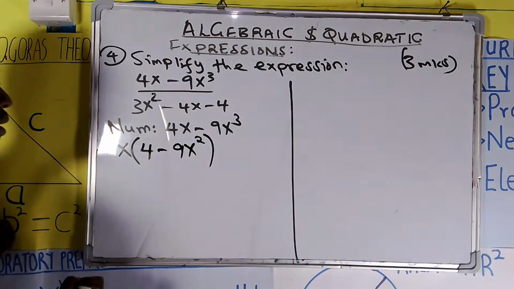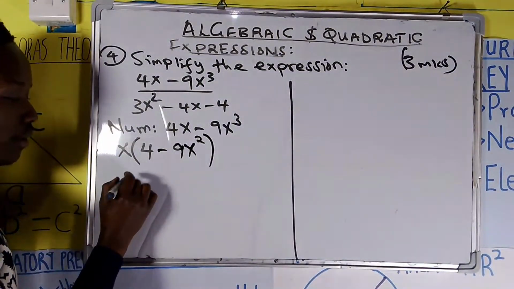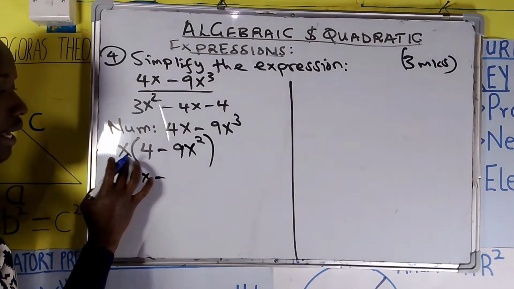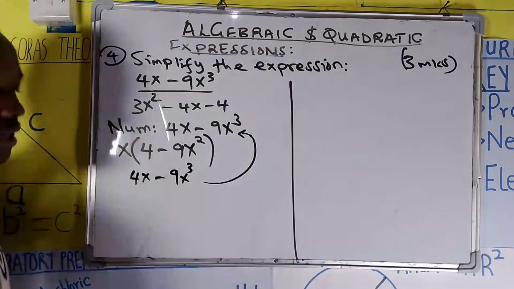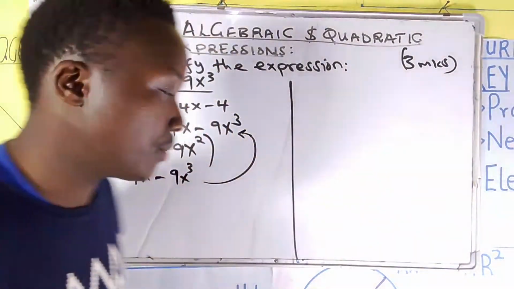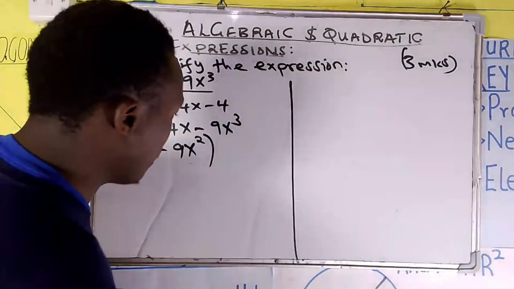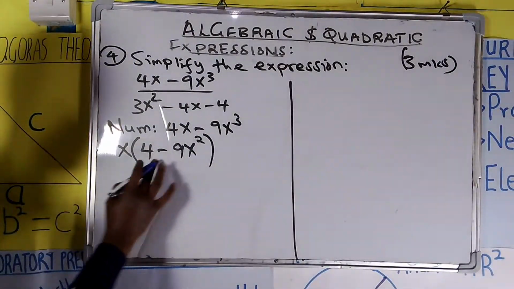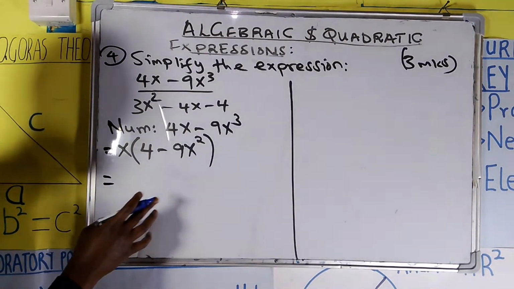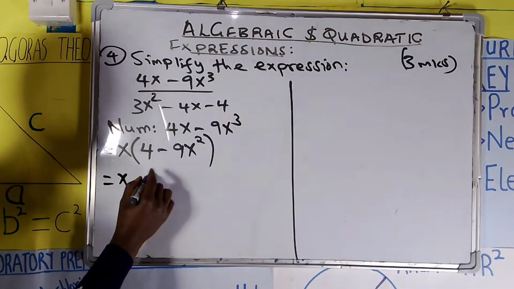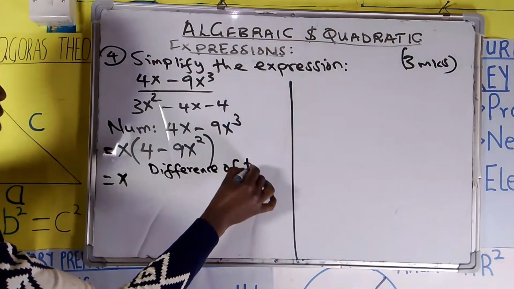To check if this is true, try opening this bracket. x times 4 will give you 4x, minus x times 9x squared, it will give you 9x cubed. So this is the same as what we have here. So we have now factorized this. Then we now need to factorize this one completely. If you check this well, this one is a difference of 2 squares.